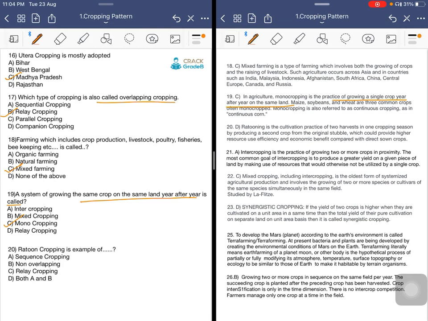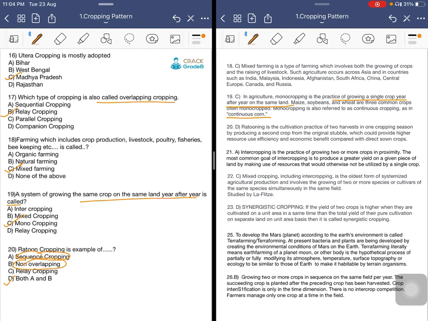This is called continuous cropping, also called continuous corn. Next: ratoon cropping is an example of? The answer is D, that is sequence cropping, a non-overlapping crop.